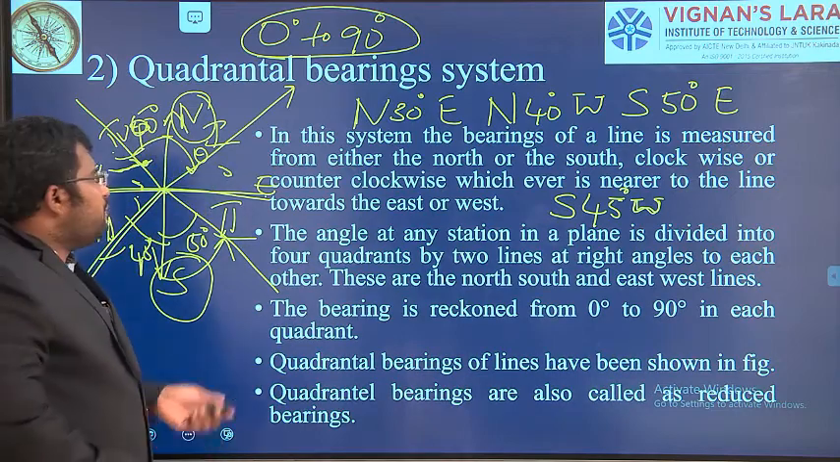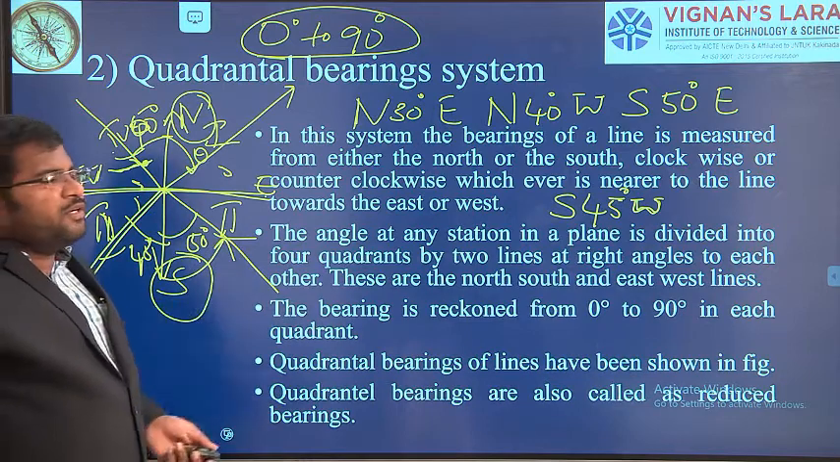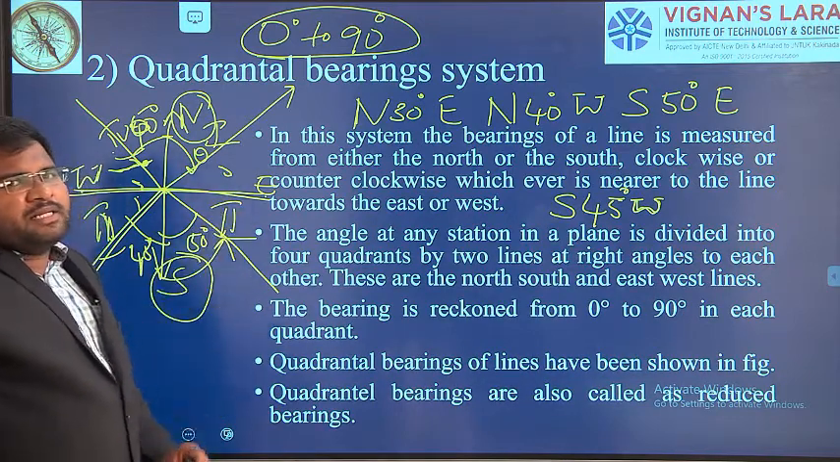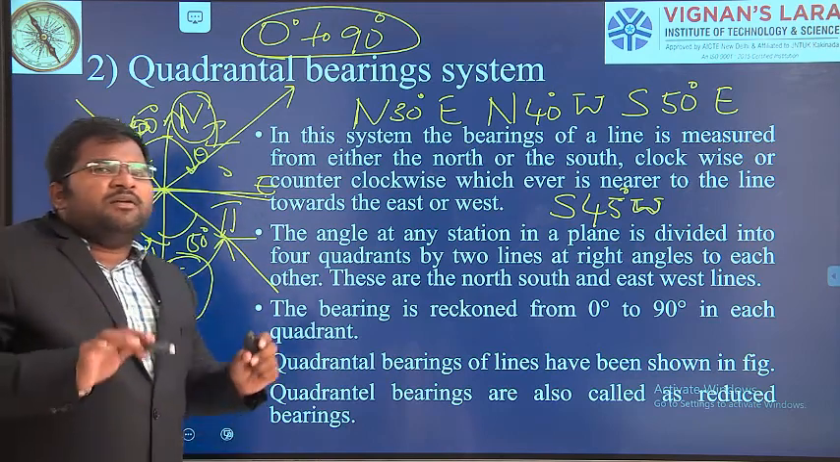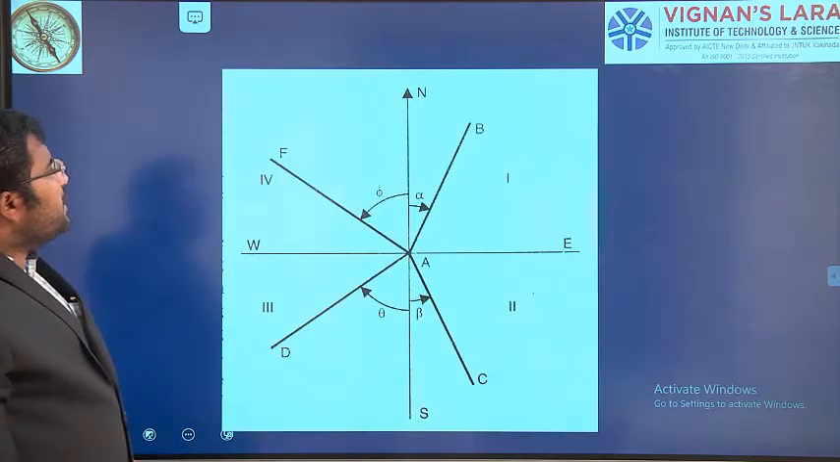In the previous system we don't have notation like this directly. With respect to north only we are going to represent the angle, that's why only a single angle will be represented. This is the difference between the quadrantal bearing system and the whole circle bearing system.